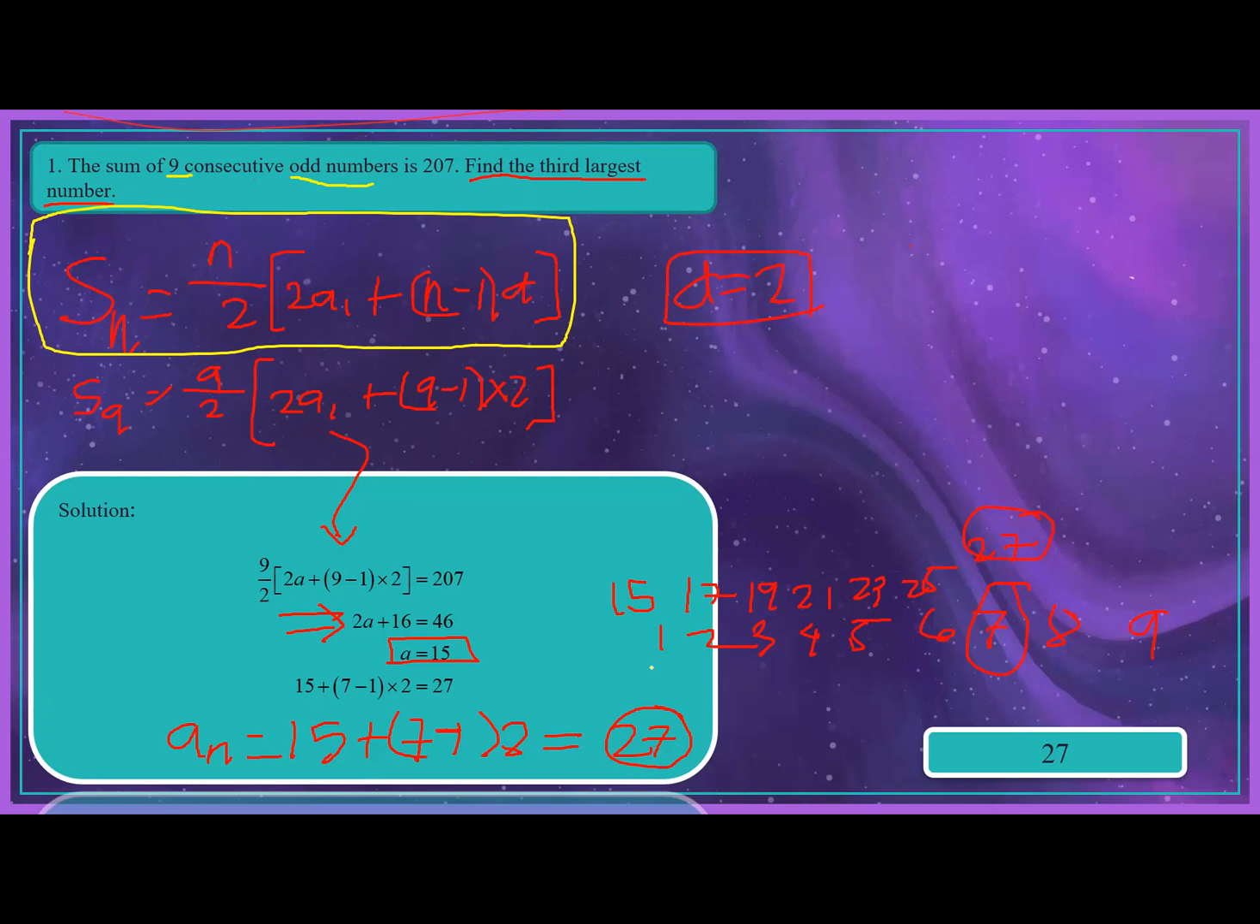So if you have these 9 numbers, your first term is 15. Next, add 2 for that is 17 and so on. And your third largest would be 27.